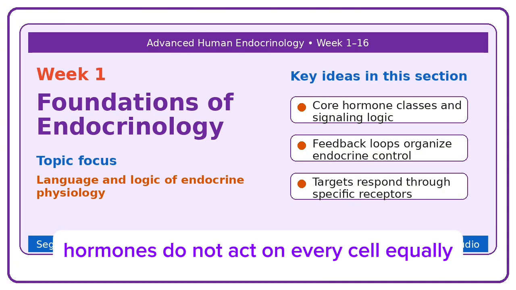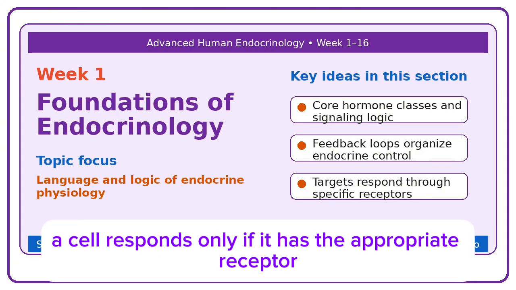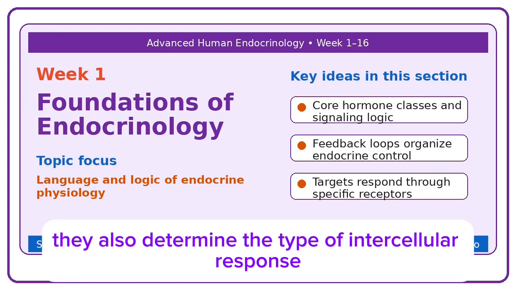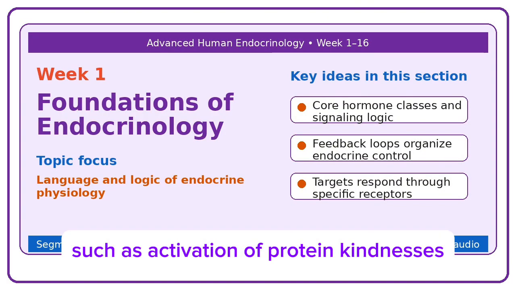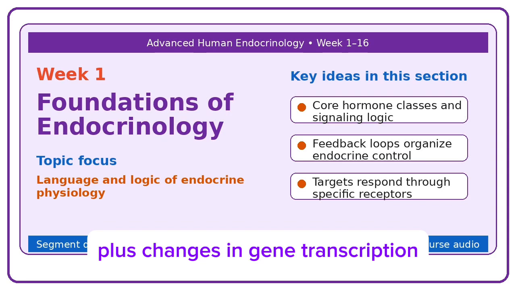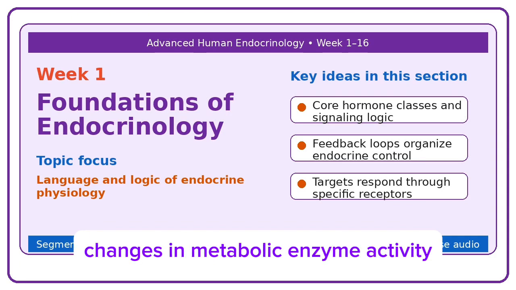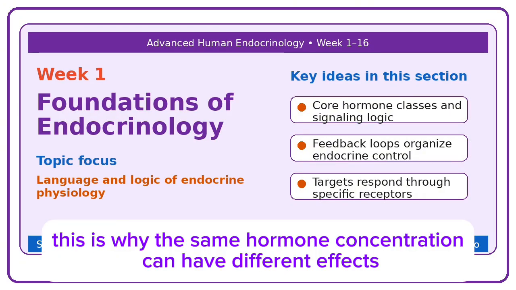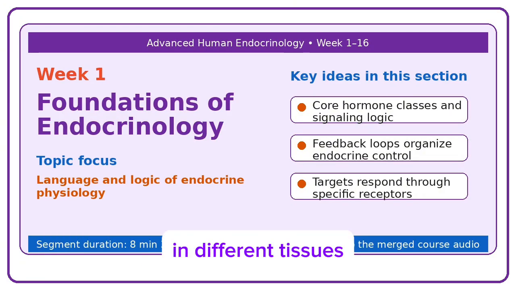3. Why receptors matter. Hormones do not act on every cell equally. A cell responds only if it has the appropriate receptor. Receptors create specificity. They also determine the type of intracellular response, such as activation of protein kinases, generation of second messengers such as cAMP or Ca2+, changes in gene transcription, changes in metabolic enzyme activity, changes in ion transport or membrane trafficking. This is why the same hormone concentration can have different effects in different tissues.